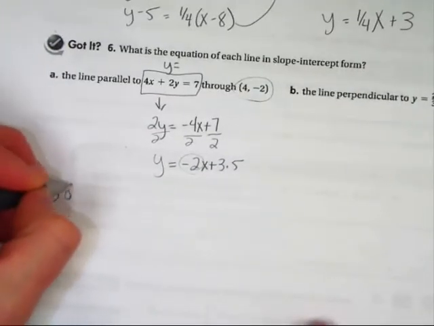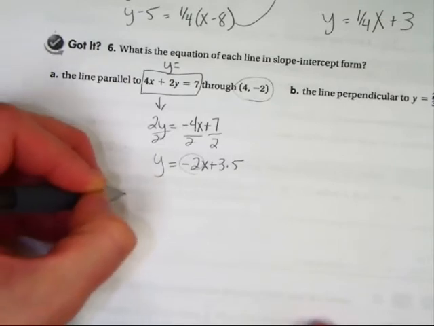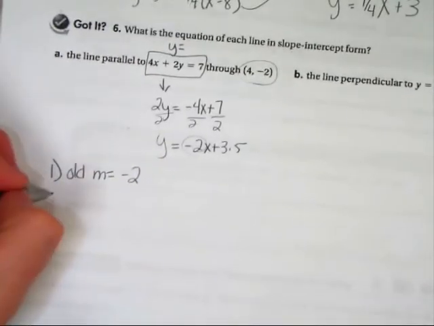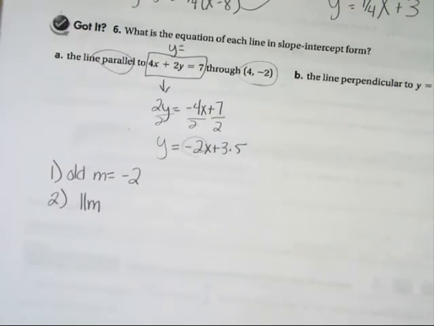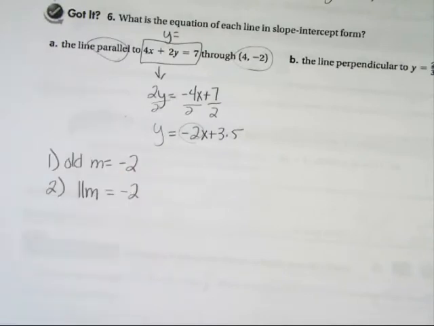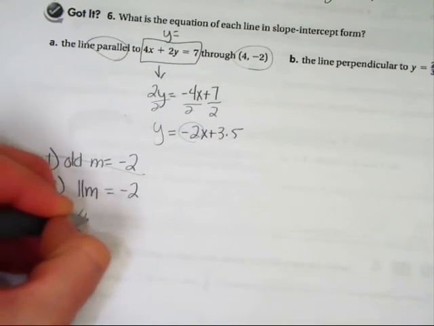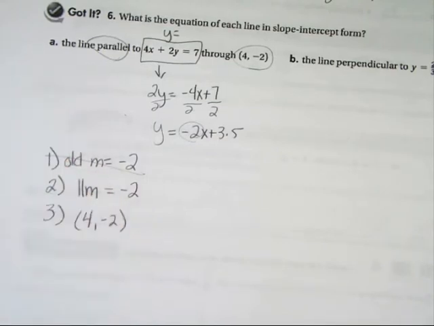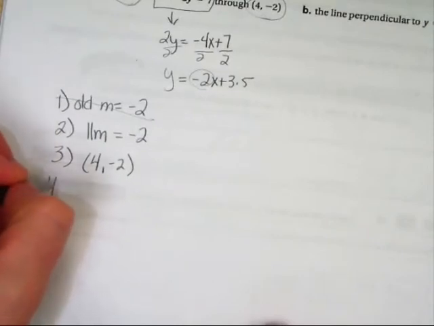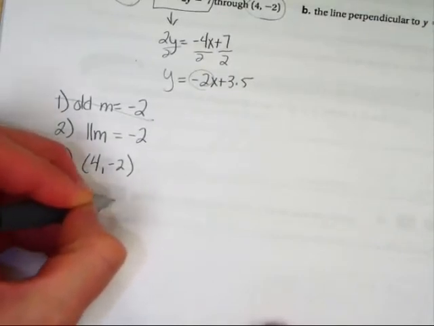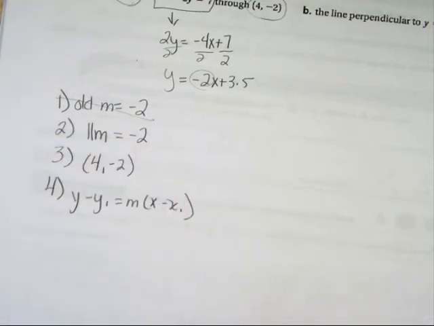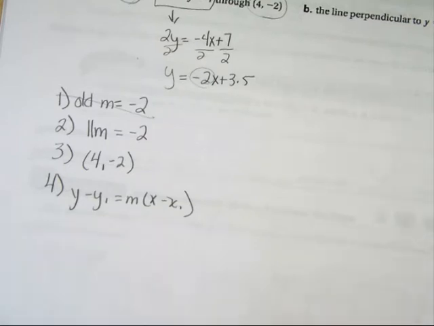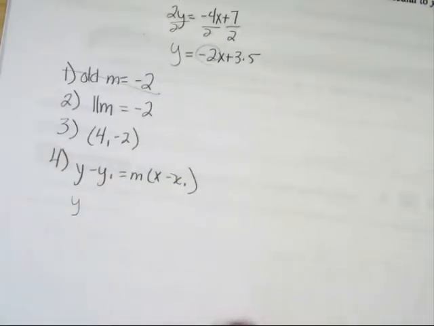Alright, step 1. Old slope is negative 2. Step 2. The parallel slope, because that's what they wanted, is parallel. The parallel slope is also negative 2. You don't need step 1 anymore. Step 3, the new information is your new point of 4, -2. And step 4, I like to use y minus y1 equals m times x minus x1. You do not have to. You may use y equals mx plus b and solve for b. Either way, you're going to get the same answer at the end.